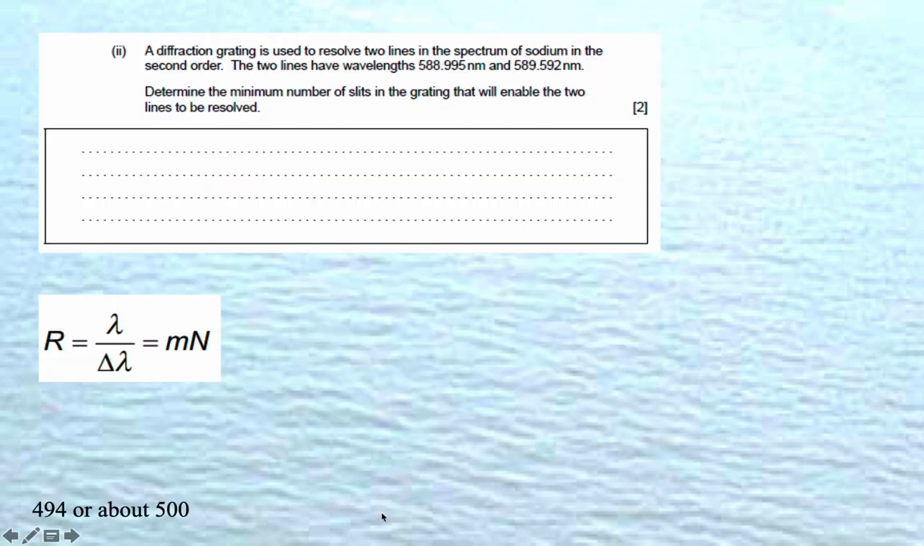So let's look at an example problem here. This really is a fairly simple problem to solve. A diffraction grating is used to resolve the two lines in the spectrum of sodium in the second order. So the two lines have wavelengths of this and this. The first thing I'm going to do is figure out the difference in the wavelength. So the difference in the wavelength is going to be 589.592 nanometers minus 588.995 nanometers. Let's figure out the difference.